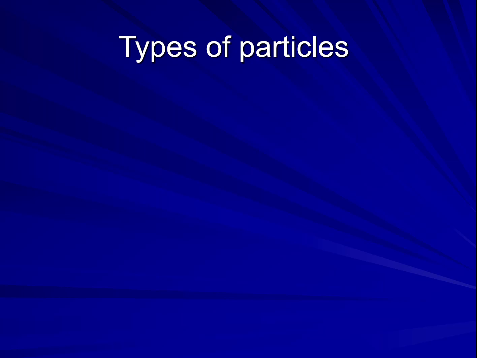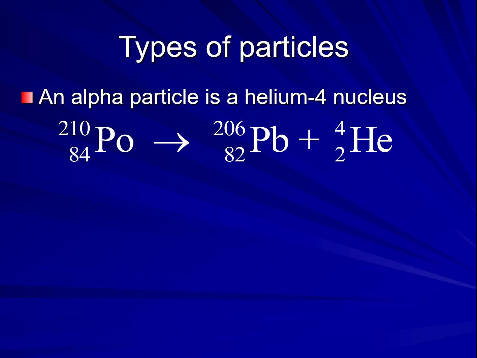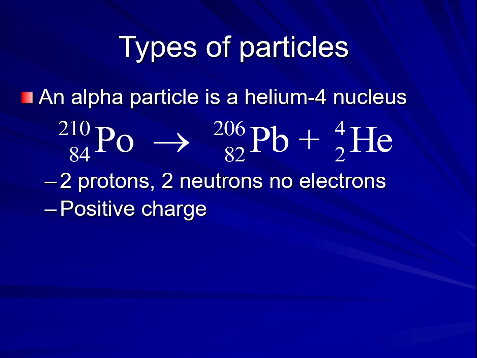So yesterday, we started off talking about how the nucleus could change and where it got all the energy. And now we're looking at the specific kinds of particles, and we looked at one of them yesterday. The first one in the alphabet, well, at least the Greek alphabet, the alpha particle. And we said that an alpha particle is a helium-4 nucleus.